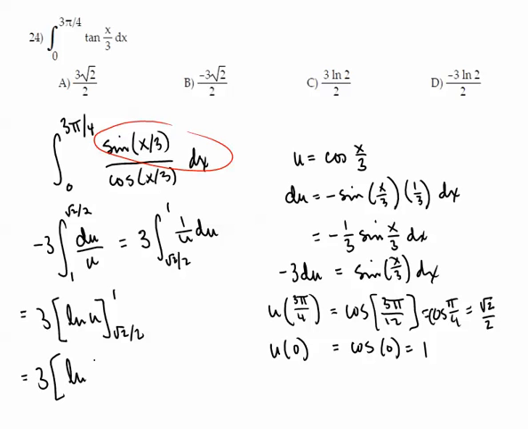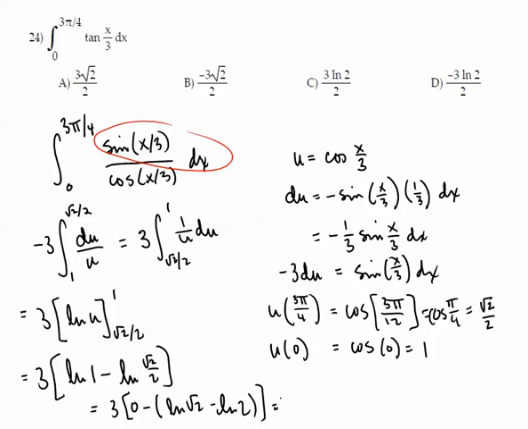So ln of 1 minus the quantity ln of root 2 over 2. I just need to make sure you get your signs right here. So that is 3 times the quantity 0 minus, then I'm going to write this as ln root 2 minus ln of 2, using the properties of logarithms.